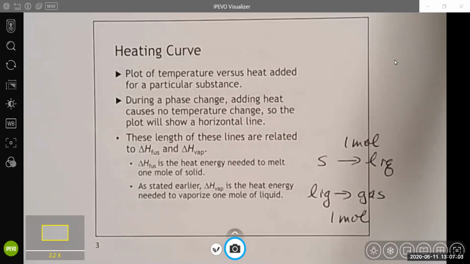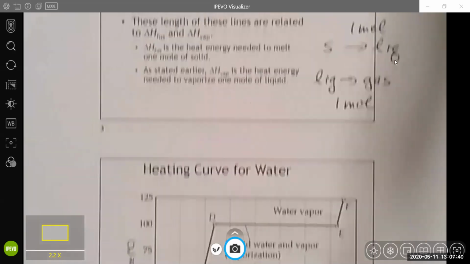The delta H of fusion and vaporization are characteristics of a substance. We talked about in the last video how delta H of vaporization varies with intermolecular force, because to vaporize something you have to break a lot of intermolecular forces. So more intermolecular force, higher delta H of vaporization. The same thing happens with delta H of fusion. It depends on intermolecular force. So the length of those lines is related to that. We'll show you what I mean by the length of the lines as we do this. So here's the heating curve.